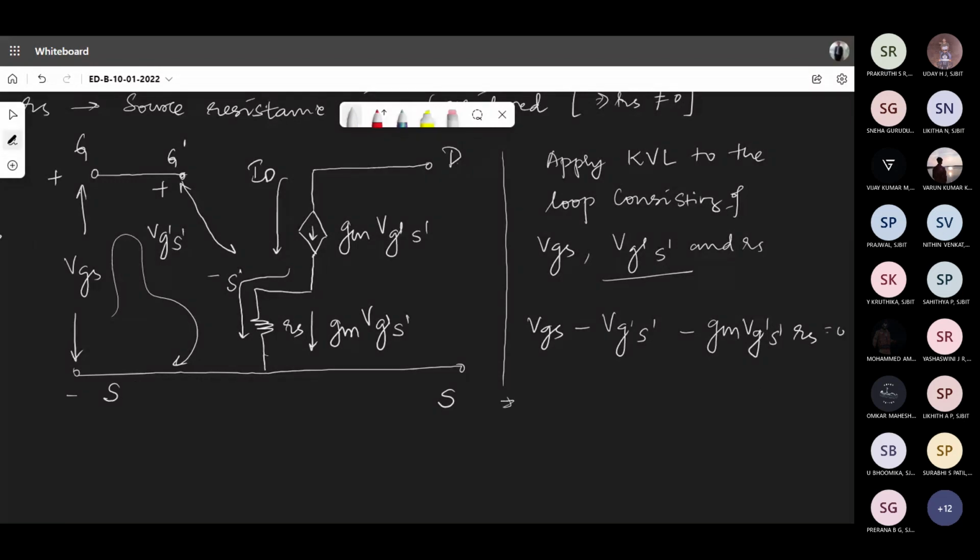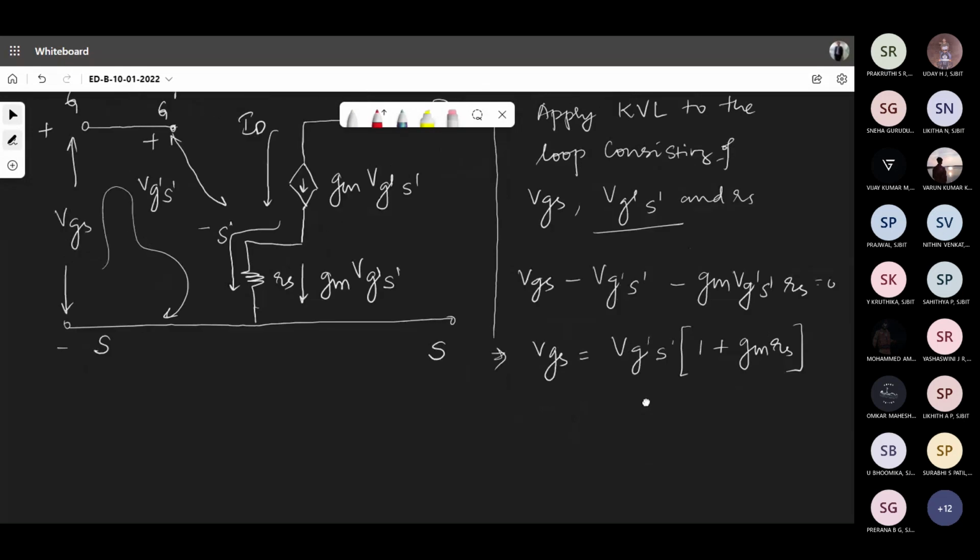This further could be written as what? VGS equal to VG dash S dash times of 1 plus GM times of RS. Now we know what is the equation for ID.